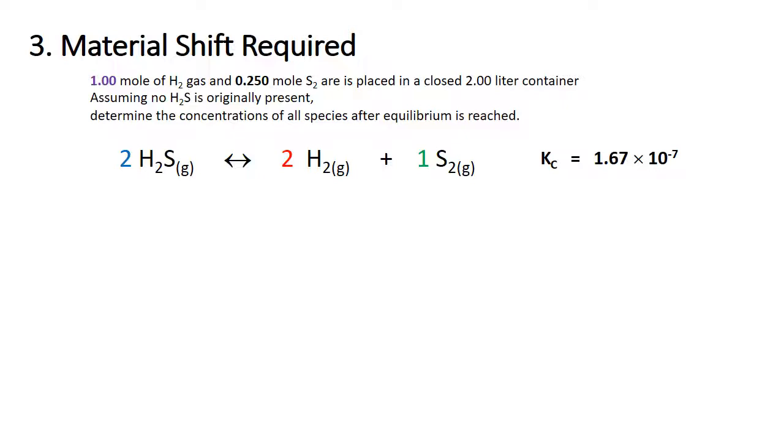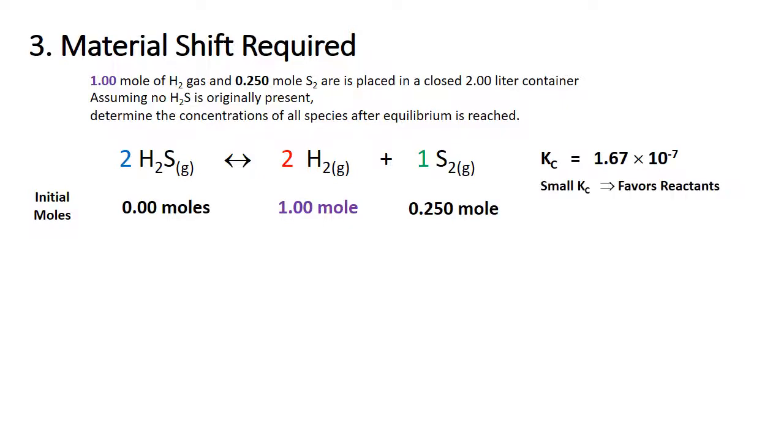So, knowing that this is going to become a material shift problem, let's look at things just in terms of the initial moles that we've been given. We know that we've got a mole of H2 and 0.250 moles of S2 and nothing as far as the reactant is concerned. We're looking at this problem and trying to decide just what kind of problem it is going to be. And our first note is that we have a very small equilibrium constant which is favoring the reactants. Okay, so initially, since we have only products present, we know that this reaction is going to have to shift to the left.